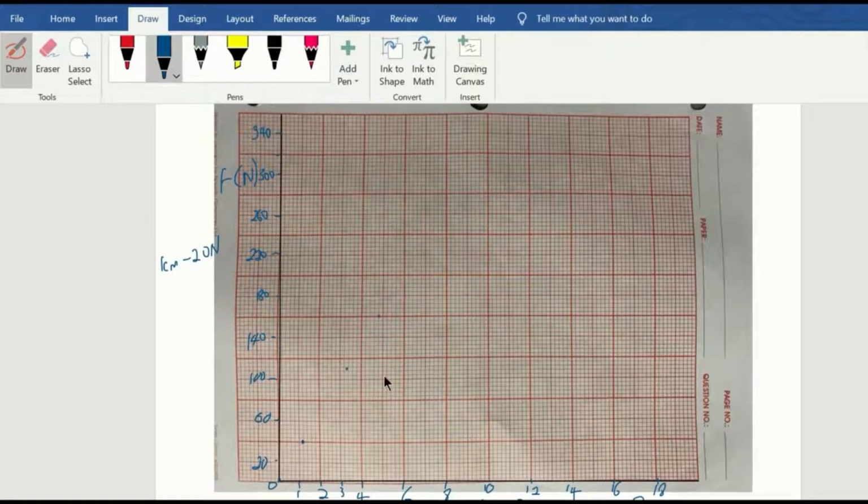All right, so when it was 200, we have 6.0. So this is 180, then 200. So 6.0, this is 6, mark your points.